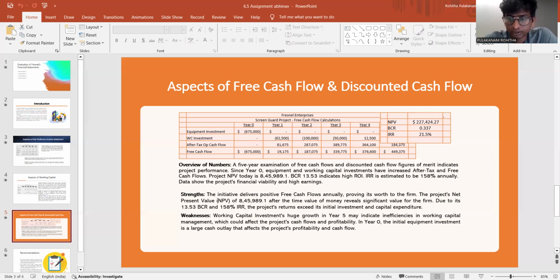The strengths: they got the net present value of 845,989.1 after the time value of money, which reveals the significant change in the firm due to its 13-point BCR and 158% IRR. The project returns exceed its initial investment and per capital investment and the capital expenditure. The weakness: the working capital investment shows huge growth in the period of 5 years, which could affect the project cash flow and profitability. In year zero, the initial equipment is a large cash outlay, as is the case in the fifth year.